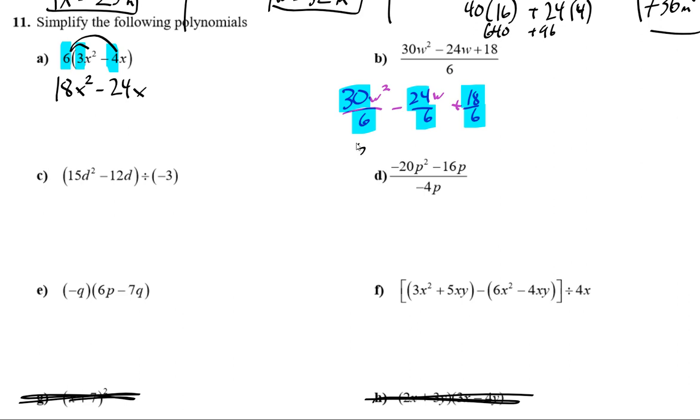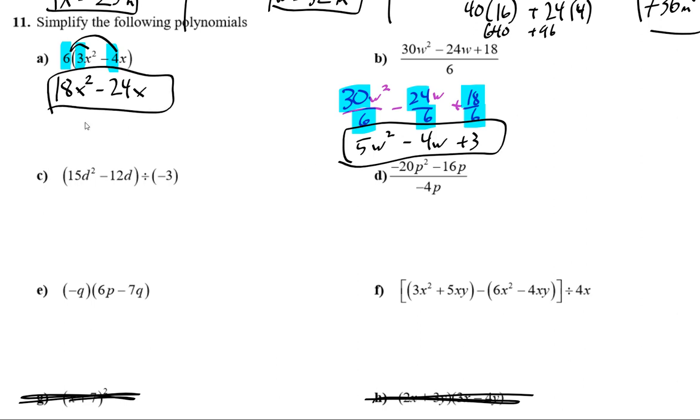30 over 6 is 5. W squared stays. 24 over 6 is 4. Remember that negative sign stays there. The W stays. 18 over 6 is 3. That's it. So there's our answer for A and B.